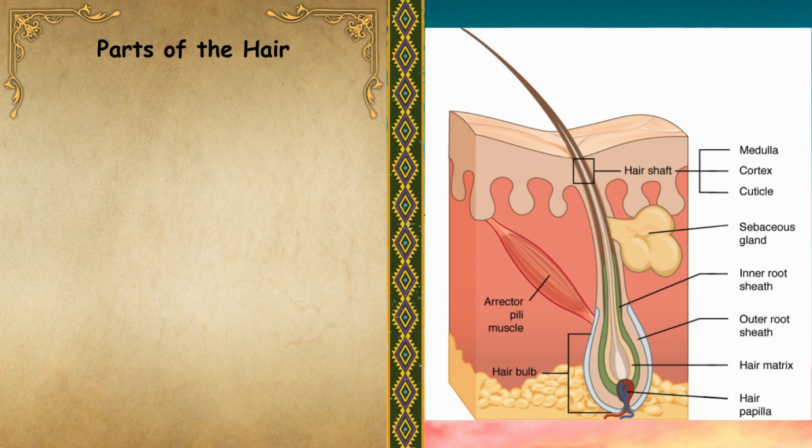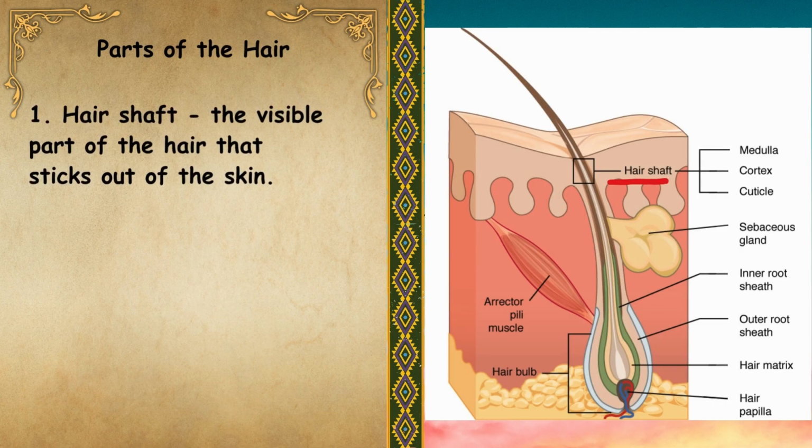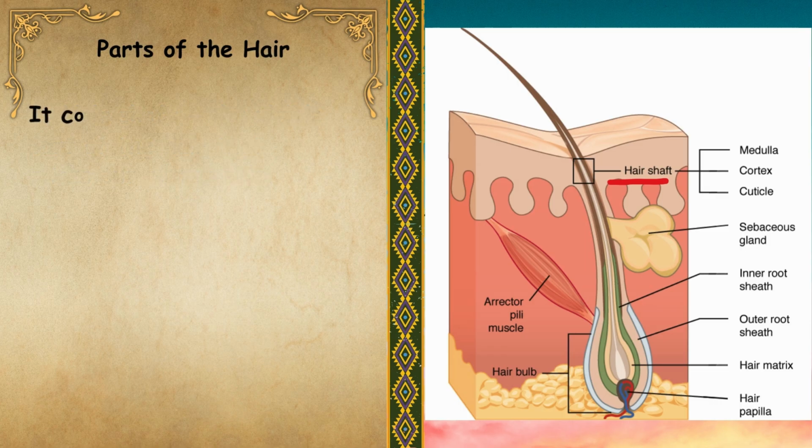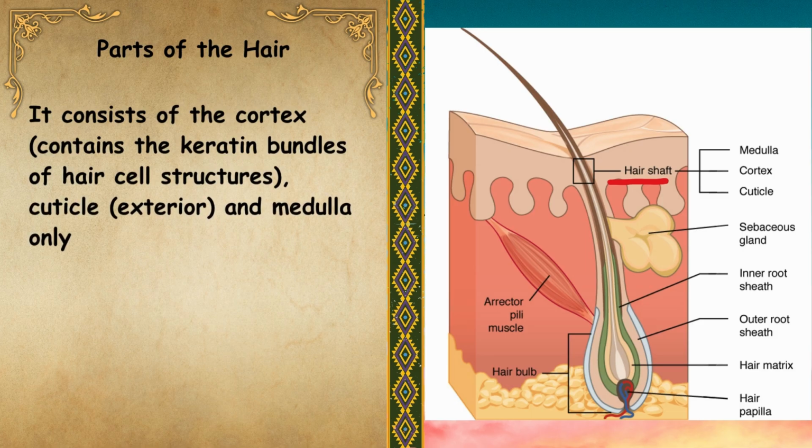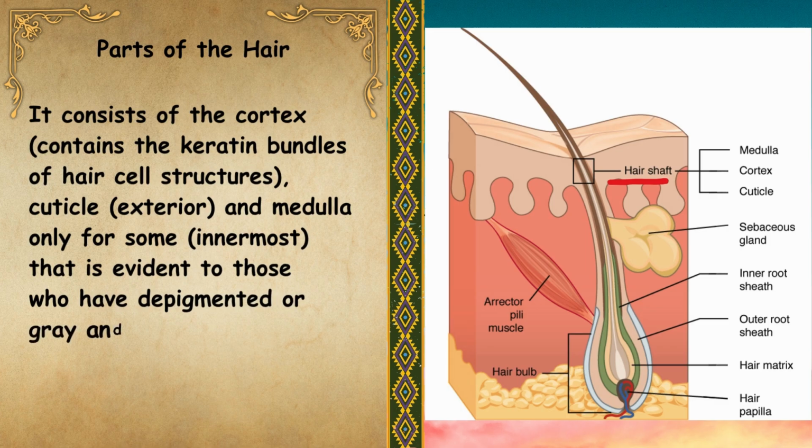Now, here are the parts of the hair. 1. Hair shaft, the visible part of the hair that sticks out of the skin. It consists of the cortex, which contains the keratin bundles of hair cell structures, the cuticle, exterior, and the medulla, only for some, innermost. That is evident to those who have depigmented or gray and white hair.